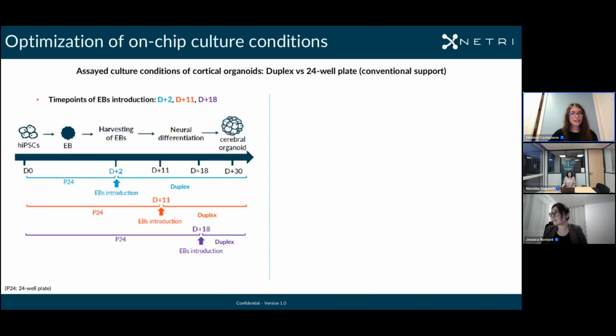And so, in order to optimize the cortical organoids culture conditions on chip in the duplex device, we assayed several conditions. First, we tested to introduce the organoids in the device at several time points. The time point D2, which is the earliest time point where the EBs have just formed, and also the time points D11 and D18, which are strategic time points in the early cortical differentiation and associated with changes in the culture media compositions.